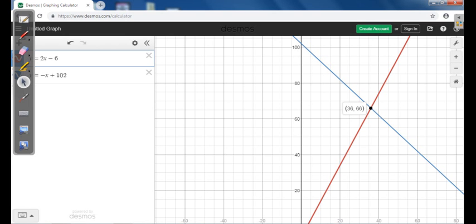Okay? Because when I did my y and x, y was Jason's weight, and x was Bill's weight. So in this case, because they both intersected here, that means Bill's weight was 36 kilograms, and Jason's weight was, I meant to write Bill, and Jason's weight was 66.